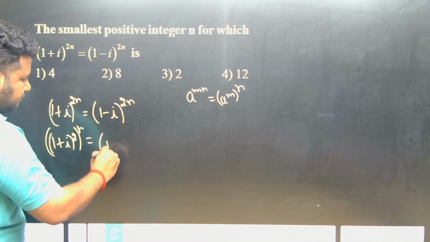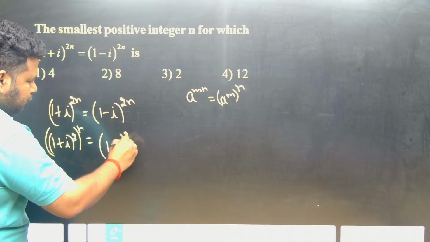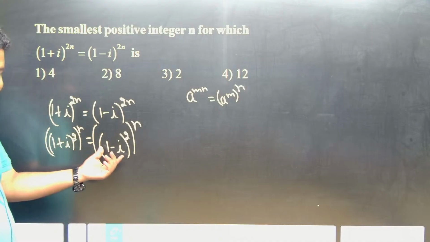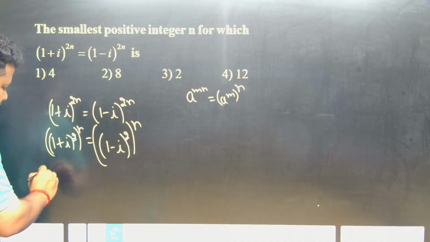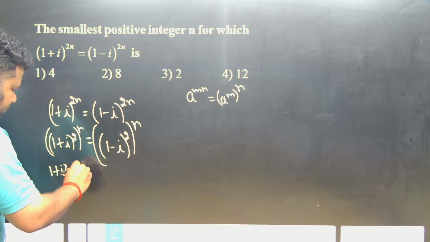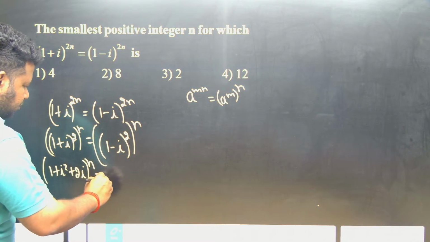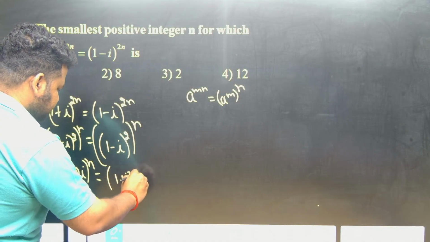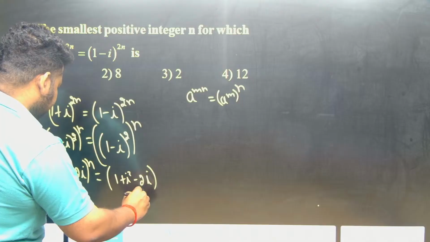Similarly, the same thing I can do here: ((1 − i)^2)^n, I can write it. Okay, this is (a + b)^2, this is (a − b)^2, that has been applied. This will become what? 1 squared is 1, i squared, plus 2i, whole to the power of n. What about this one? This will become (1 + i² − 2i)^n.